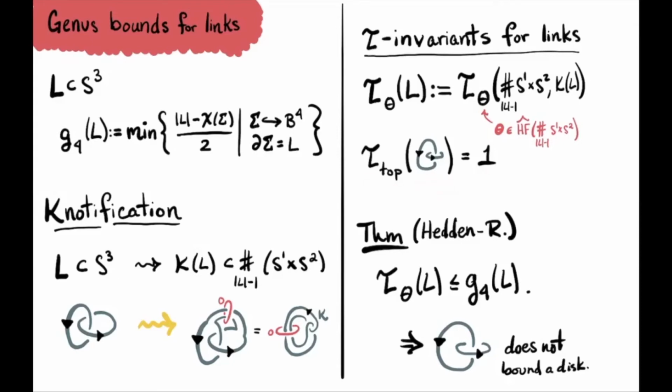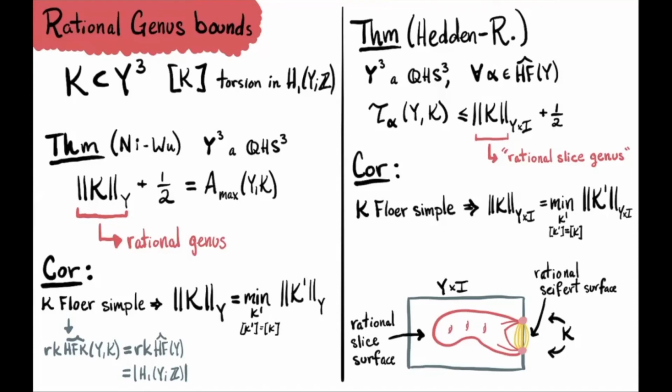And this theorem is really a sort of corollary of the relative adjunction inequality. We get that tau theta of our link is less than or equal to the 4-ball genus of this link. And so in particular, since tau top here was equal to 1, we get that this Hopf link does not bound a disk.